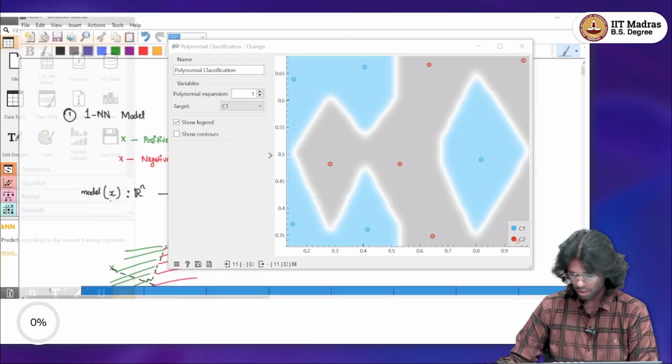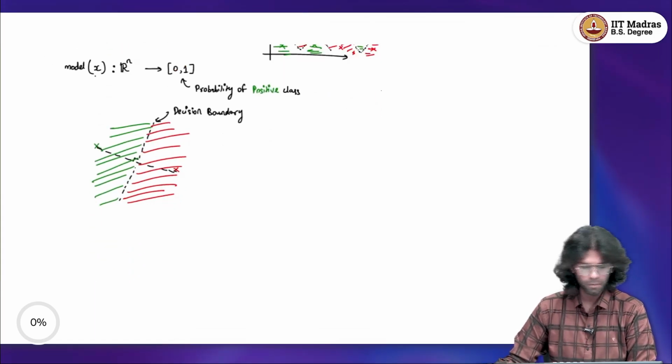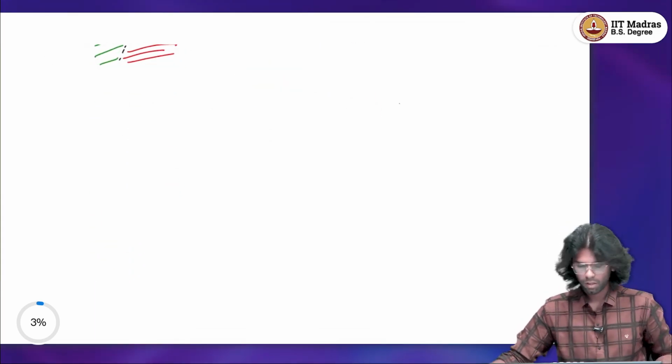Okay. So now the second boundary we'll start looking at is for the decision tree.